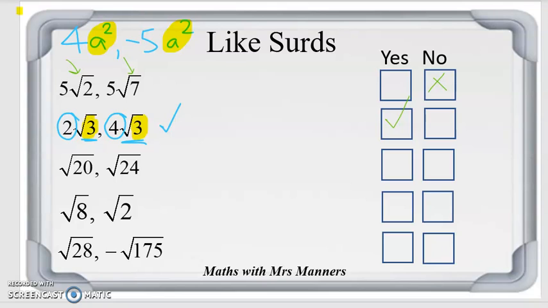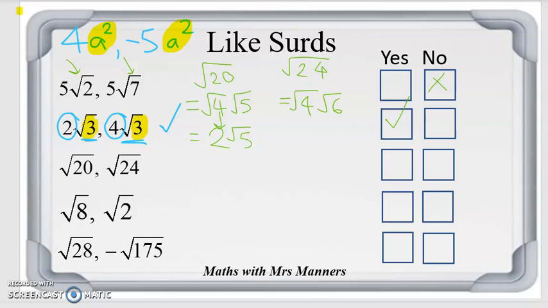Now there are some harder questions, like root 20 and root 24. For those, you'll need to reduce the surds yourself. Root 20 I can change into root 4 times root 5, and when I reduce that I get 2 root 5. Let's see what happens to root 24. I'll change the 24 into 4 times 6, putting the square number first. The square root of 4 reduces to 2, so I get 2 root 6. I can see that I have a root 5 and a root 6. They are not the same, so root 20 and root 24 are not like surds.